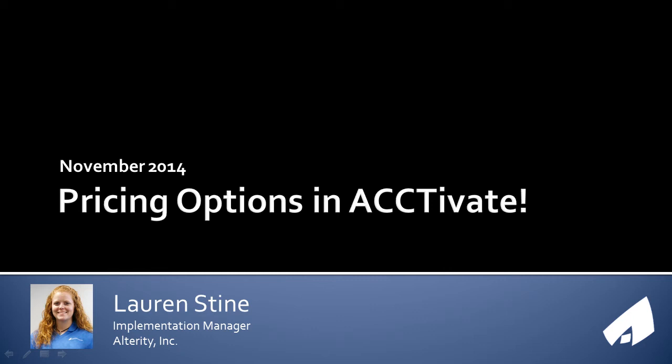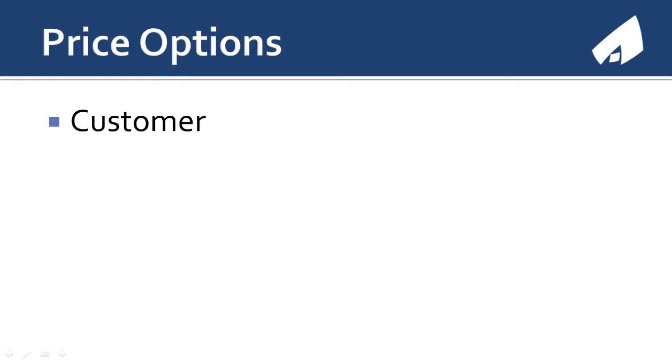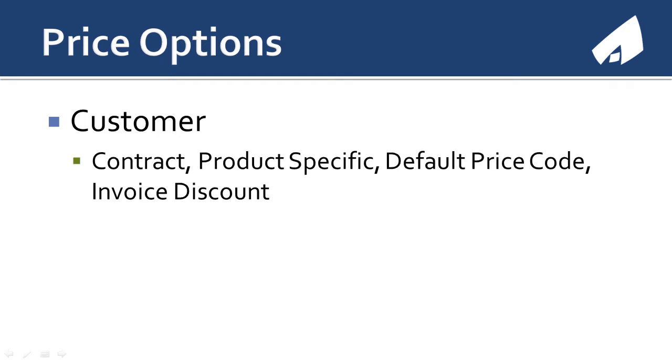I am Lauren Stein, and I'm the implementation manager here over at ACCTivate, and today we're going to be going over the pricing options in ACCTivate. ACCTivate gives you the flexibility to set up pricing in many different ways. For customers, we have a contract, product-specific, default price codes, and invoice discounts. All of these can be set up differently for each customer based on their specific needs.